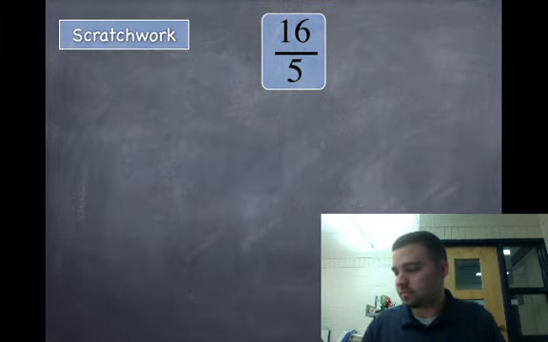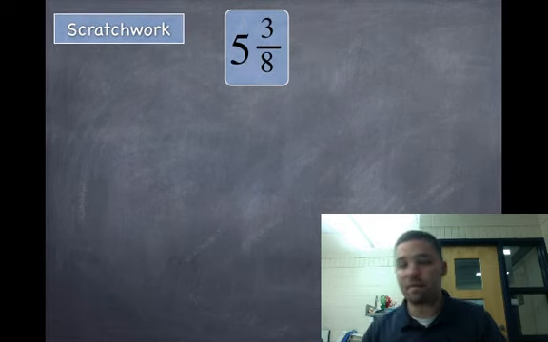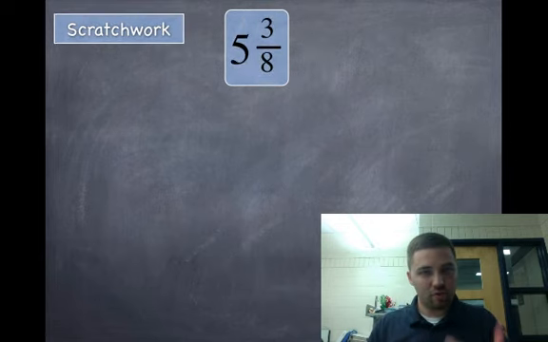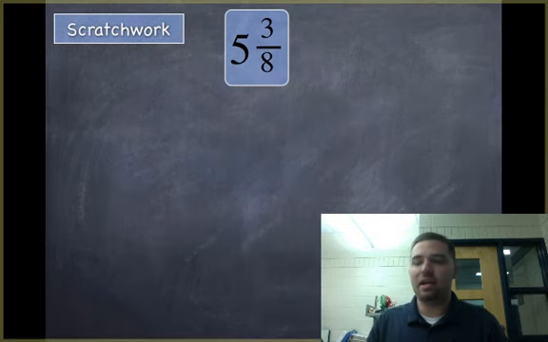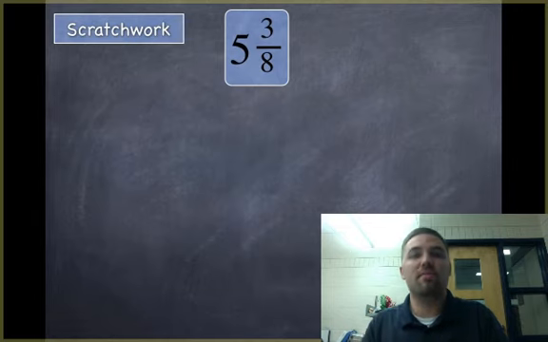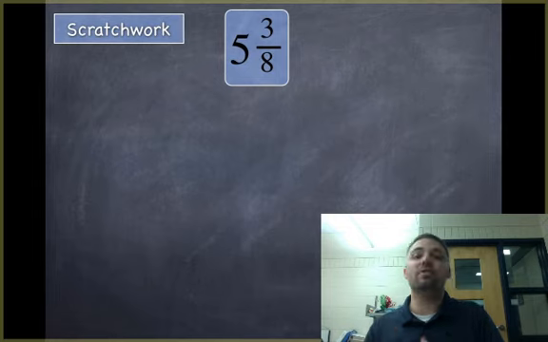Let's do another one. How about 5 and 3/8? How can we write that as a decimal? Well, my trick here is to turn this into an improper fraction and then divide. The last one was an improper fraction, and it worked beautifully. Let's turn this into an improper fraction and then divide.